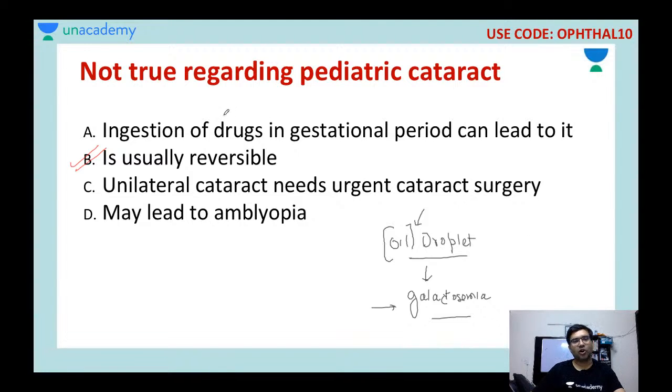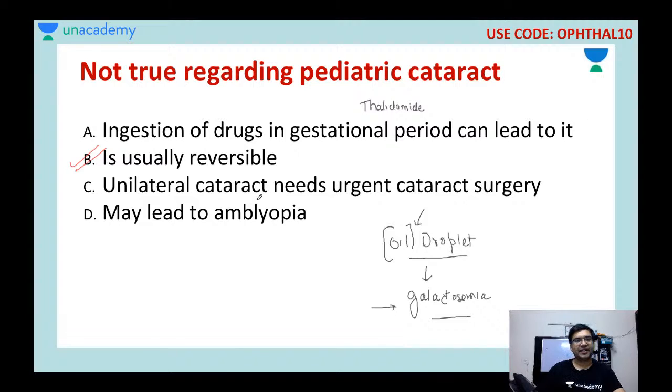Let's see the other options. Ingestion of drugs in the gestational period can lead to it. Definitely yes. Raj, can you tell me any drug which is responsible for pediatric cataract or congenital cataract? Have you ever heard the name thalidomide? Thalidomide has been seen to be responsible for congenital cataract. Also, corticosteroids have been seen. If you have to give the mother a corticosteroid for any condition, that can also lead to increased incidence of congenital cataract.